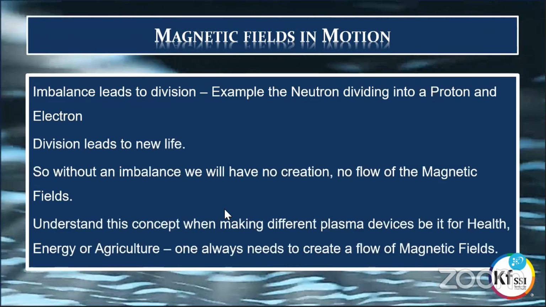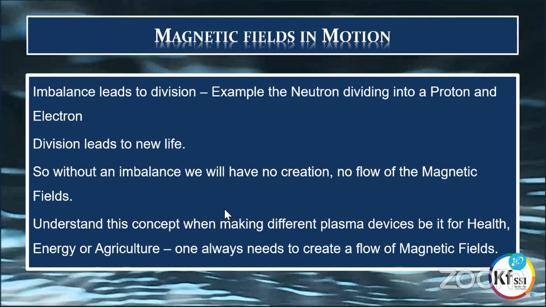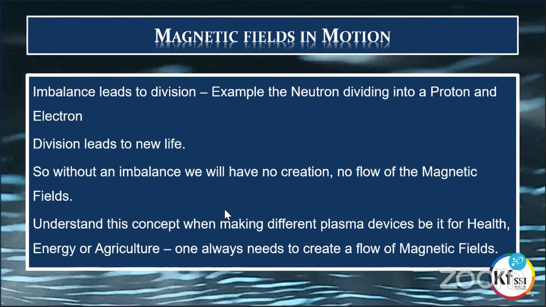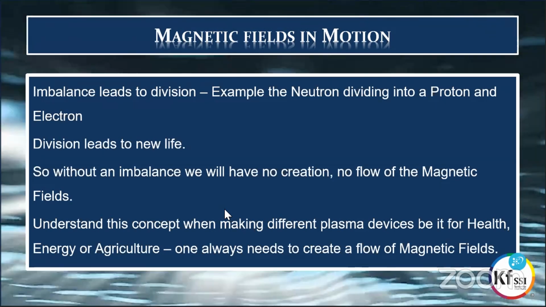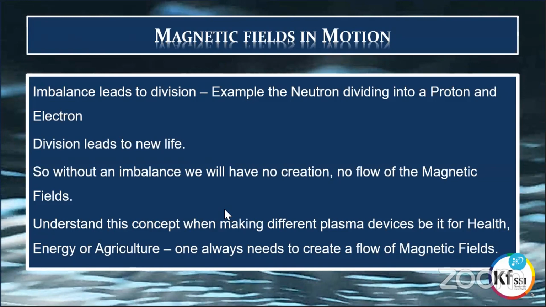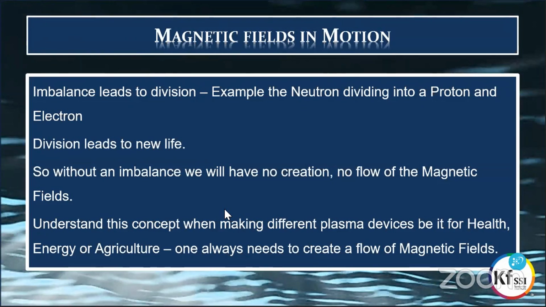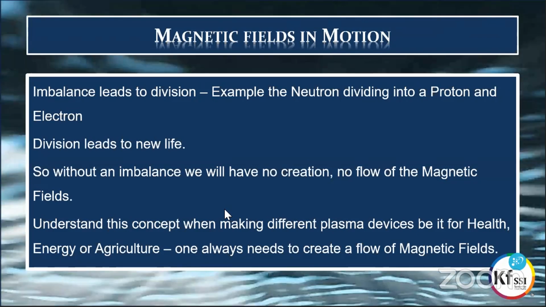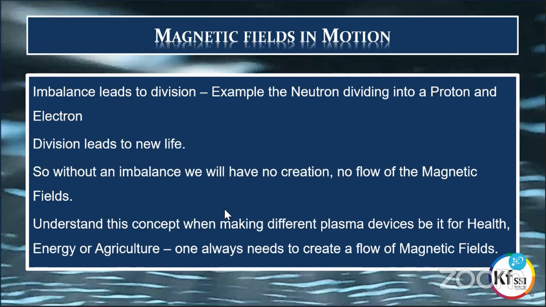The imbalance leads to the division, and we've all understood how the neutron divides into a proton and an electron, and that is caused by the imbalance. It's this division which leads to new life, because without that dividing of the neutron into the proton and electron, we wouldn't have life. So without an imbalance, we have no creation, no flow of magnetic fields.